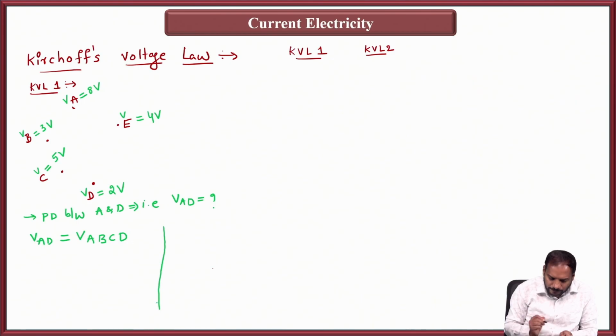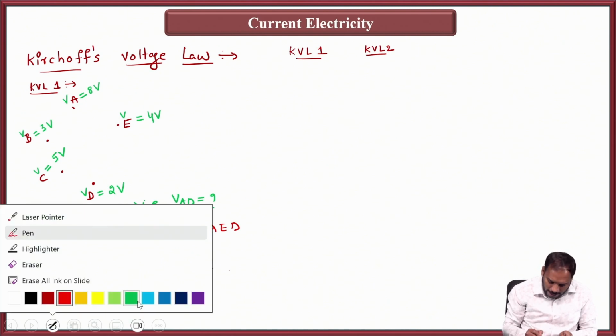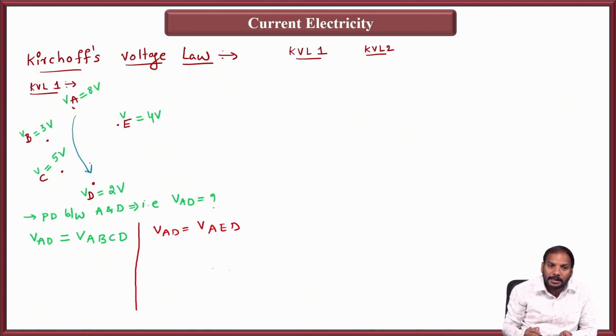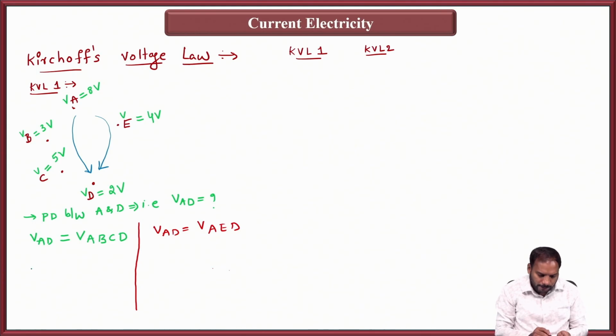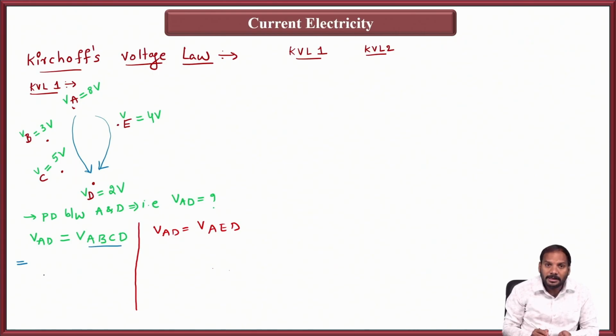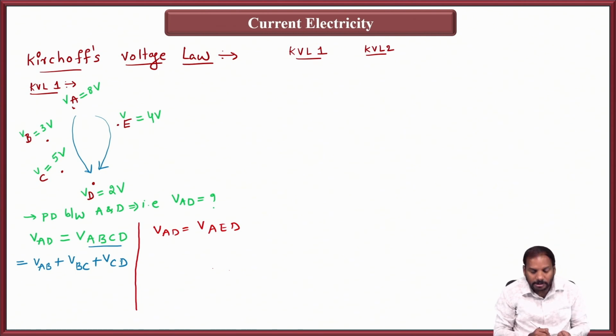or else another approach to calculate VAD is the path V, A, E, D. If you observe clearly, you can consider a path through the points B and C, or a path through point E. This is how you can calculate the potential difference between points A and D. VABCD is nothing but VAB plus VBC plus VCD.